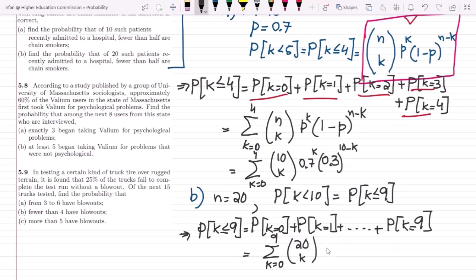Probability will remain the same, which is 0.7, and it is k, and 1 minus 0.7 is 0.3. So n minus k, 20 minus k. Finding them all, what you will get? You will get the answer of part B, and here you will have to use this formula for all of these items and then add them together. You will get the answer of it. Okay, so that is the solution of part B.